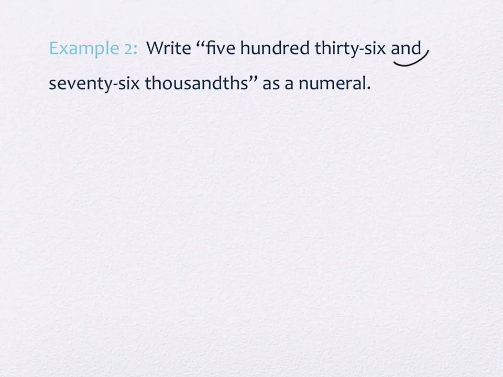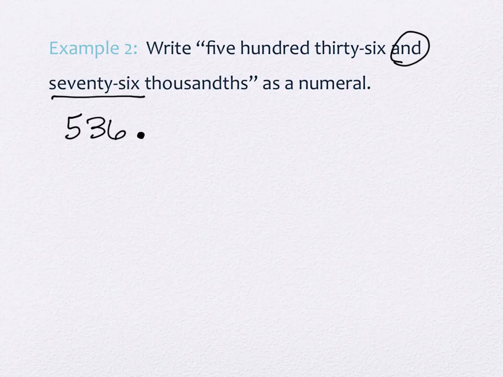So the first thing you might notice is that the "and" tells you where the decimal lies, right? And so we've got something that's before a decimal place and something that's after. So the 536 before, how will I write that? 536 before my decimal, right? That's 536. How do I write 76? Let's just look at the 76 part right now.